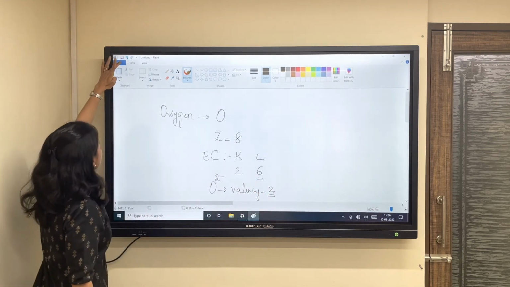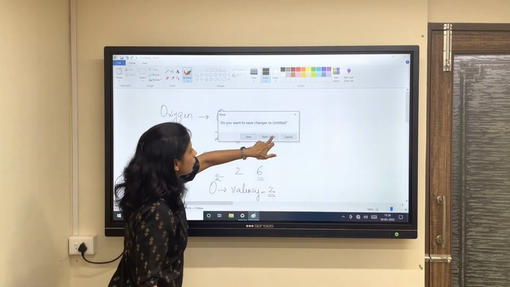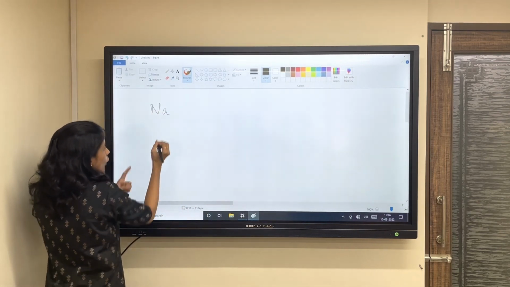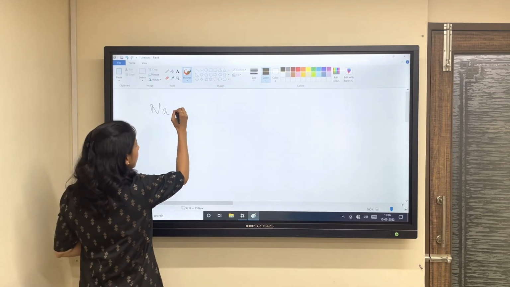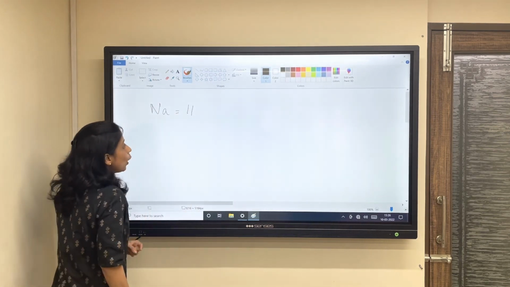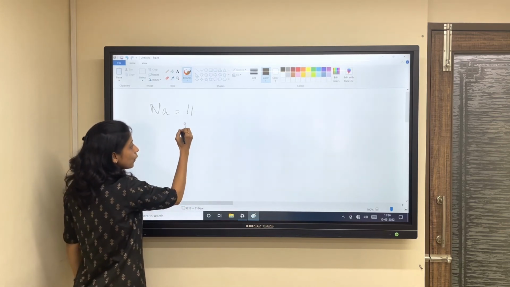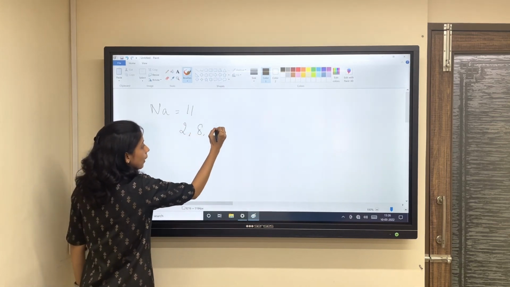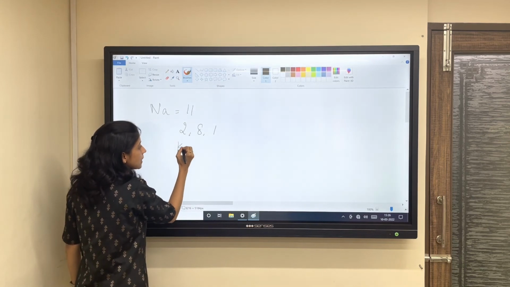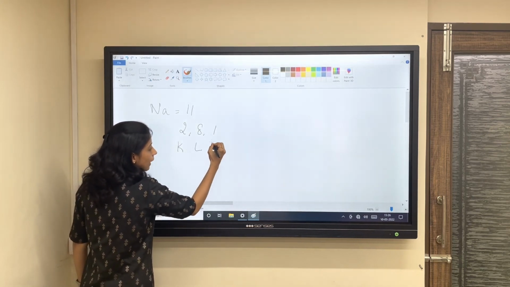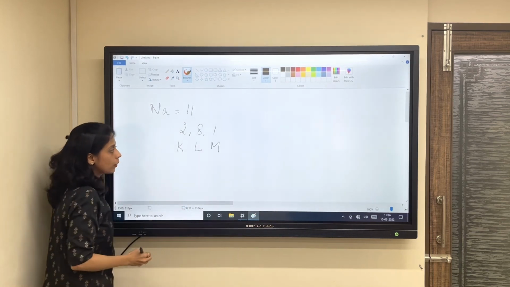Let's take another example. Suppose you take the example of sodium, the symbol of which is Na and its atomic number is 11. When you write the electronic configuration of sodium, the configuration is 2, 8, 1, which means the K shell has 2 electrons, the L shell has 8 electrons and the M shell has 1 electron.